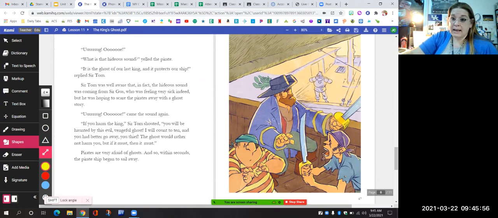Okay, well, I would say an adjective to describe Sir Tom would be smart and quick, because he was really quick at coming up with the story about a ghost. He didn't even have to think about it. It just came out. And he was brave for confronting those pirates. And all of this right here. He was quick right here in this, being able to say, oh, it's the ghost from our last king. And down here, I would say that he's brave because he is repeating back to the pirates the threat that they told them about not handing over the king. They don't want to harm you, but if we must, we must.